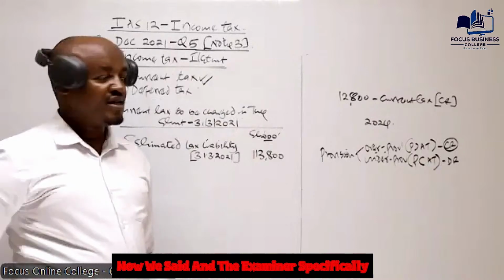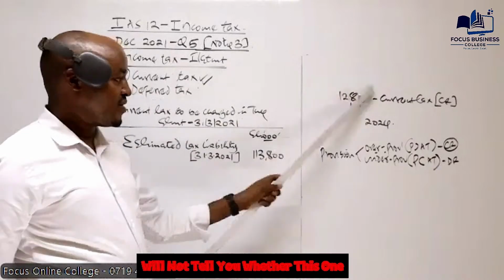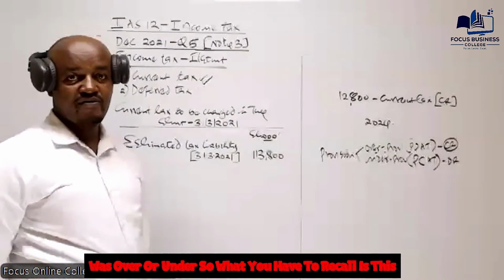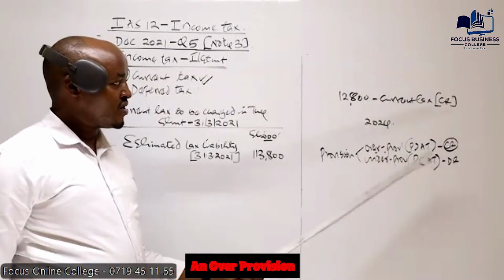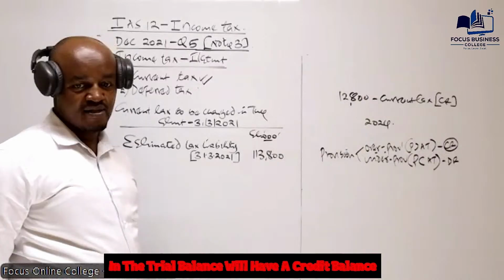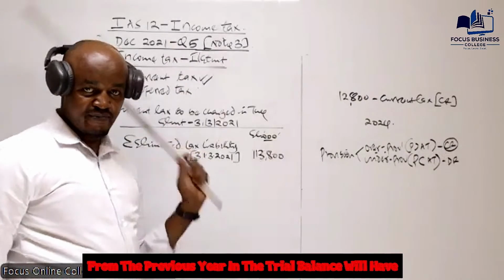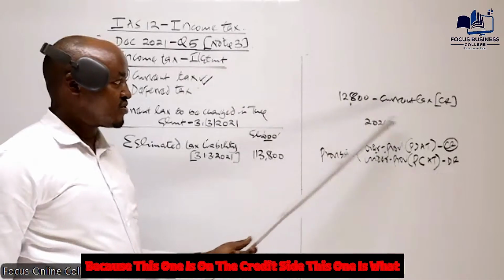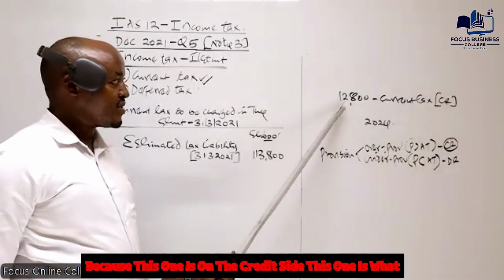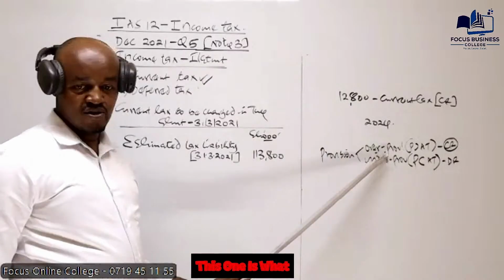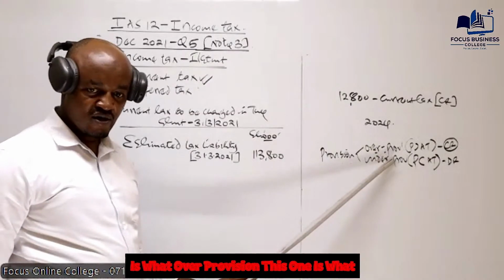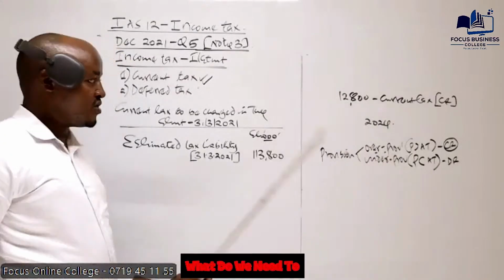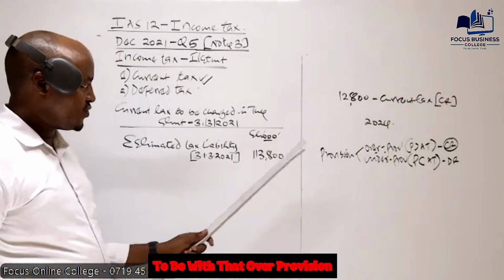Now, the examiner specifically will not tell you whether this one was over or under. So what you have to recall is this. An over provision in the trial balance will have a credit balance, and an under provision of current tax from the previous year in the trial balance will have a debit balance. And automatically, because this one is on the credit side, this one is an over provision. So, being an over provision, what do we need to do with it?